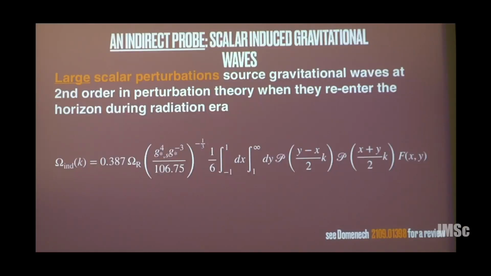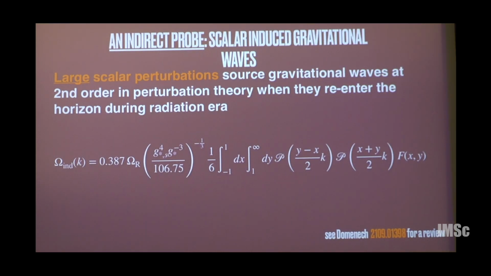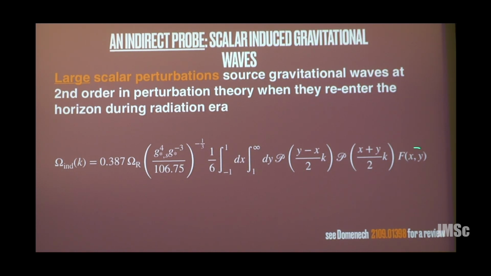Okay. I have another question regarding your Omega GW expression that you had on an earlier slide. At the very start of the expression, there is a 0.387 factor. Where is it coming from? It comes from some weird normalization. I don't know where it comes from. I have to check. I don't remember that, to be honest. It's probably a normalization of this convolution function.